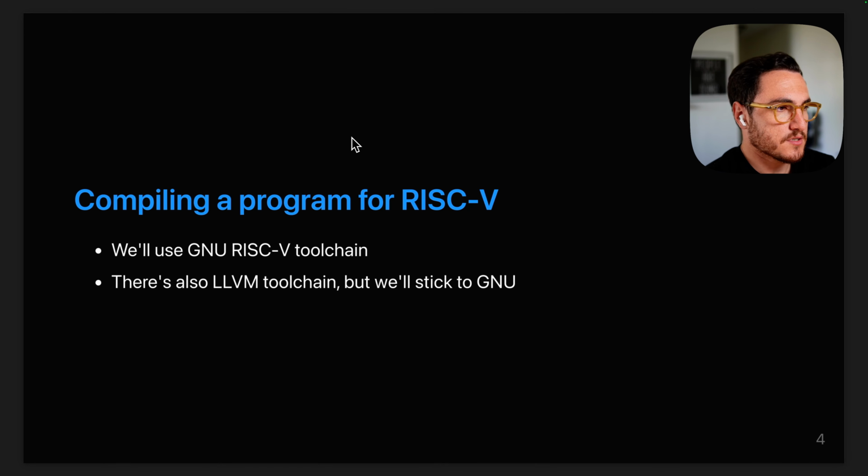Now our processor is ready to start executing the first instructions, and we need some instructions to execute. So let's start understanding how the whole toolchain works to compile RISC-V programs. We're going to use the GNU RISC-V toolchain. There's also an LLVM toolchain, which is in its early development stage. We'll stick to the GNU one, at least for the things that we need to do it is more than enough.